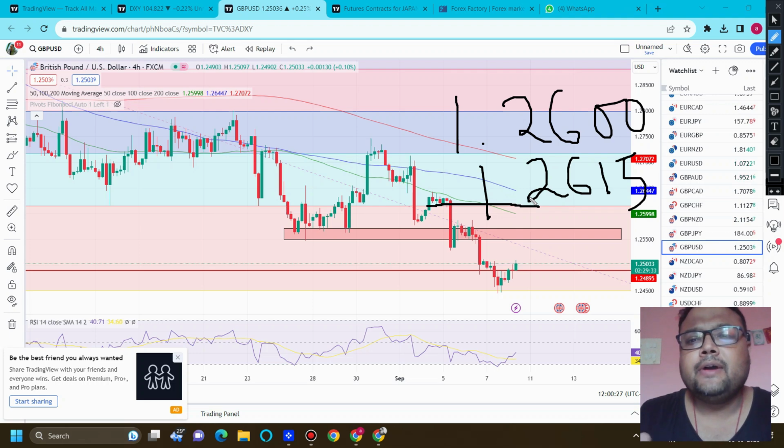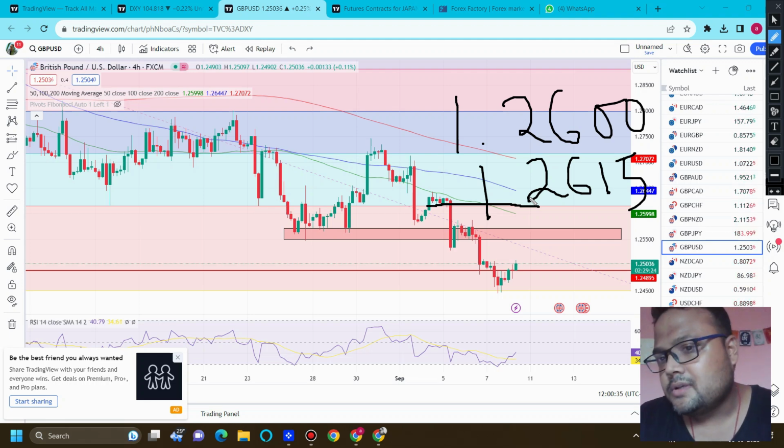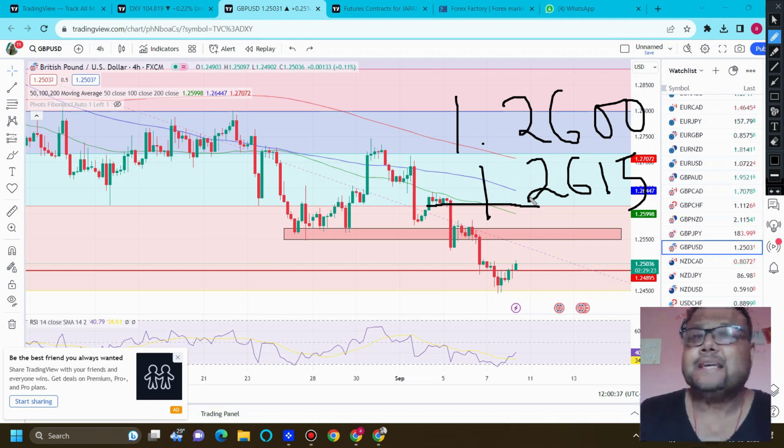If we combine all the factors, in this market situation, there's a good chance that sellers will not let GBP USD go up that easily. If the market reverses, we can definitely click on the sell button. So these are the trading opportunities that I see on the charts of GBP USD and Euro USD for Friday.